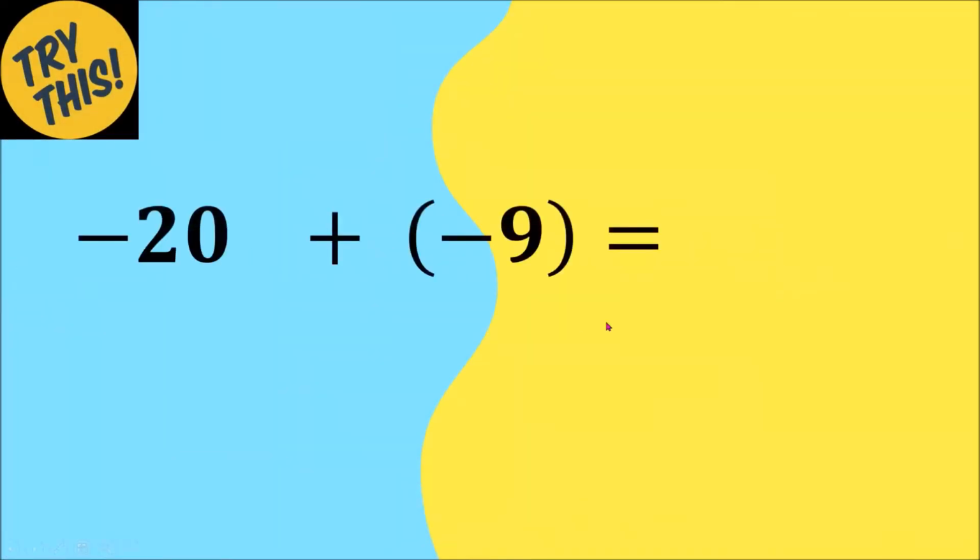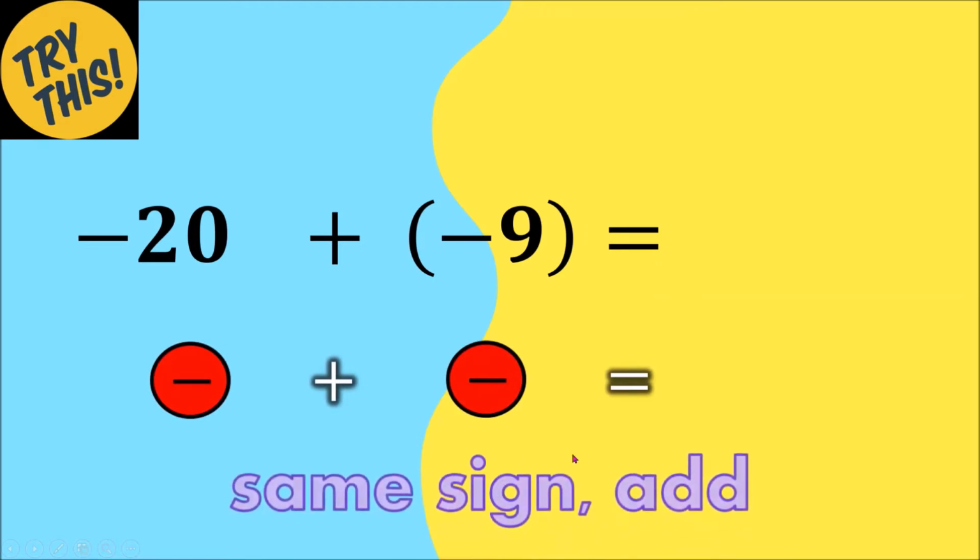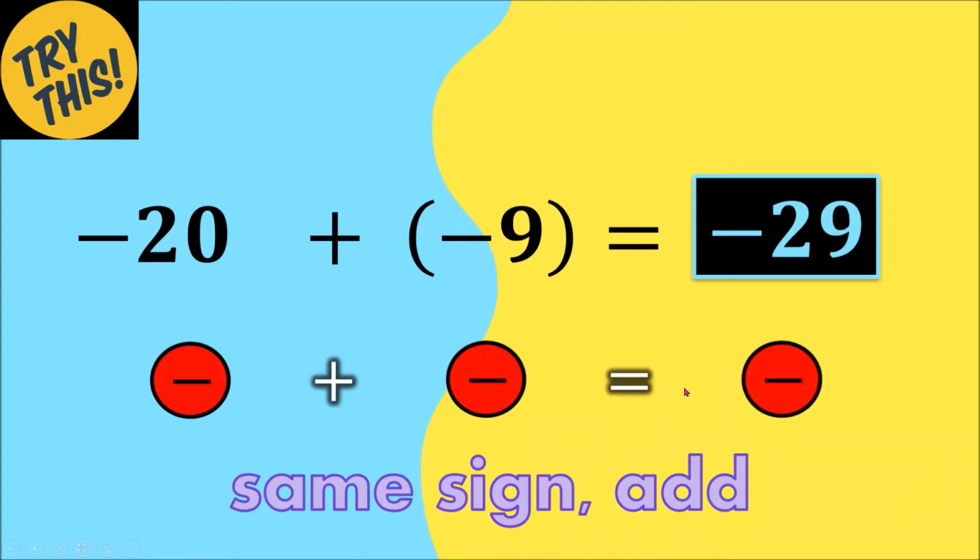Next, negative 20 plus negative 9. So they are both negative. So our rule will be same sign, just add. So 20 plus 9 is 29 and then just copy the same sign which is negative. So we have negative 29.